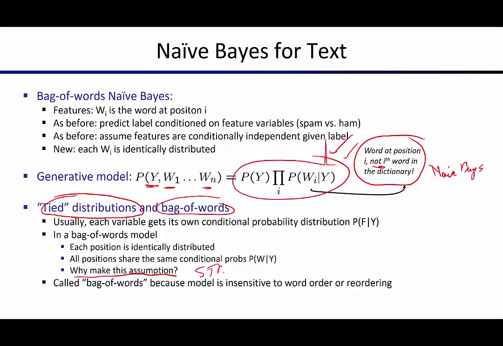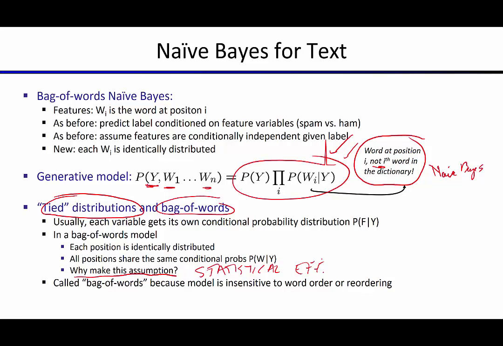This is for statistical efficiency. Because if you are willing to make this assumption, the number of distributions you need to infer to set up this model is only two distributions. You need a distribution for the prior over possible topics, and then you need a conditional distribution over word given topic. And so it's a very small number of parameters that you either need to come up with from your head or through learning from data.